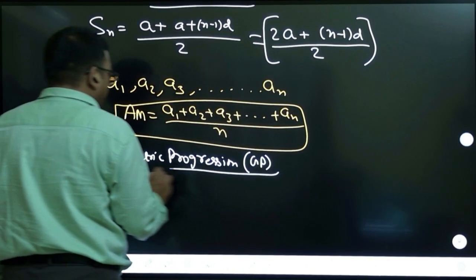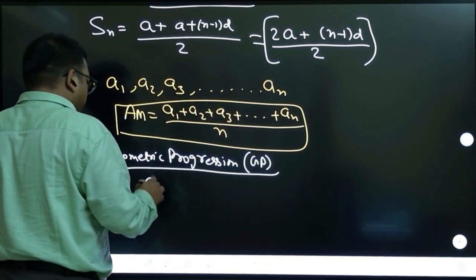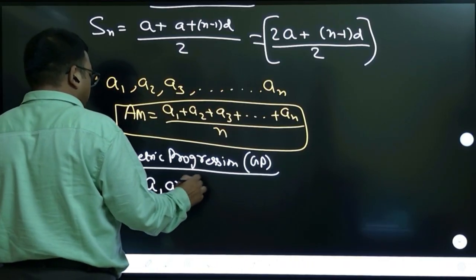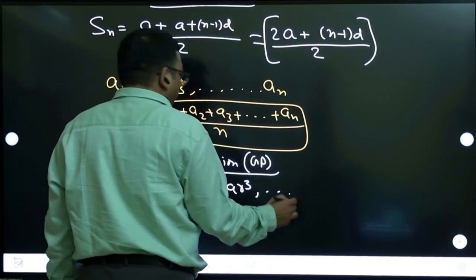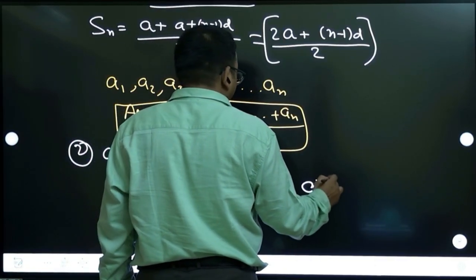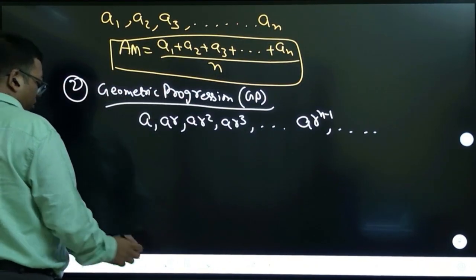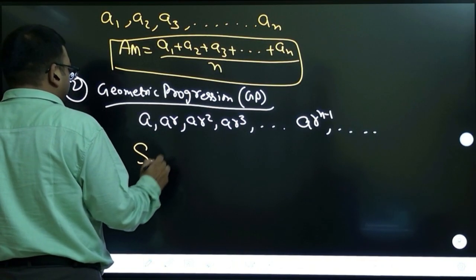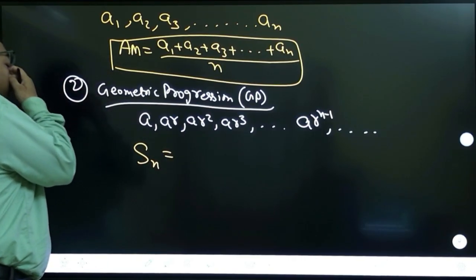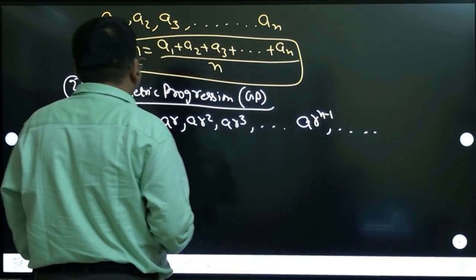GP. But in maths, you will be studying in more detail. Geometric progression means there is a common ratio: a, ar, ar square, ar cube, like that, and the nth term will be ar to the power n minus 1. Here again they can ask the sum of n numbers. So the sum of n numbers can be calculated. There is one approach.